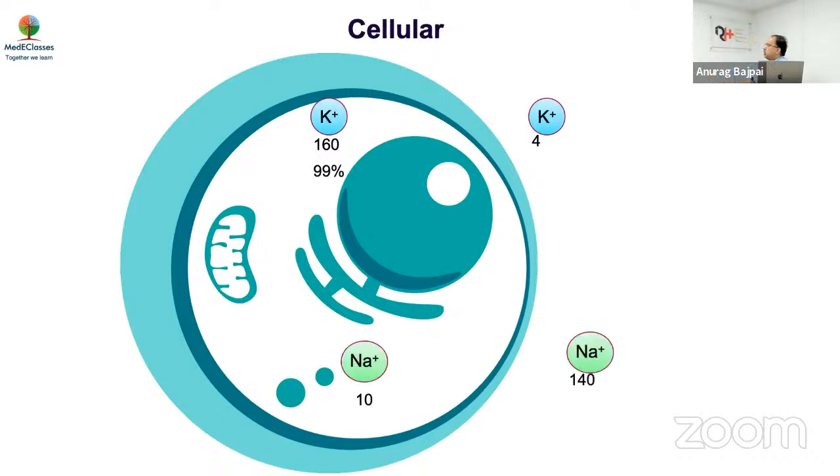Now, sodium is the opposite. There is a 14-fold gradient between the sodium inside and outside the cell. And to maintain that, we have a large, energy-intensive process of sodium-potassium ATPase, which really regulates this process. A large amount of our energy is actually spent in this sodium-potassium pump.